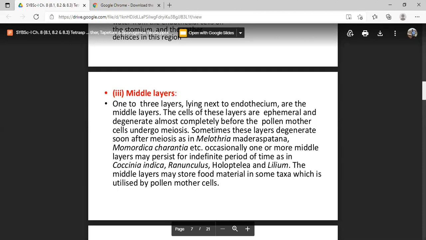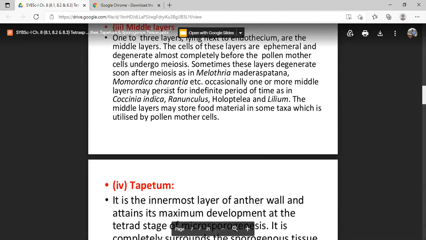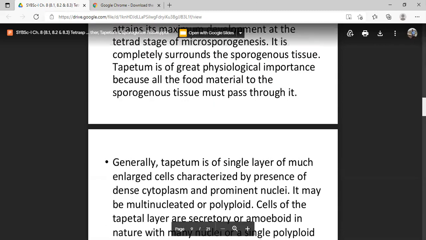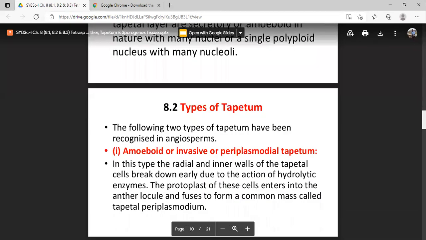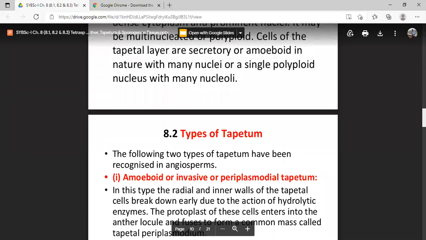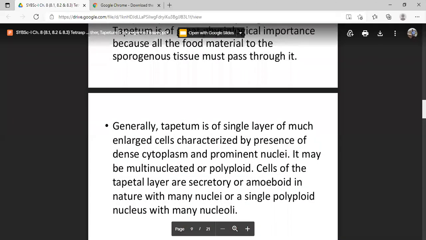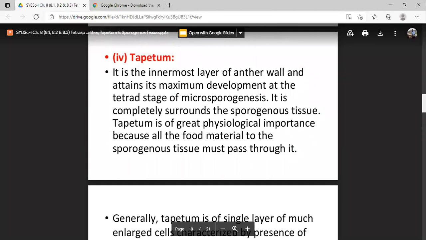So this is actually some kind of protection as well as the supply of food material. Next, the important layer is what we call the tapetum. This tapetum lies beneath the middle layer, and it also has different types. We will see them one by one.